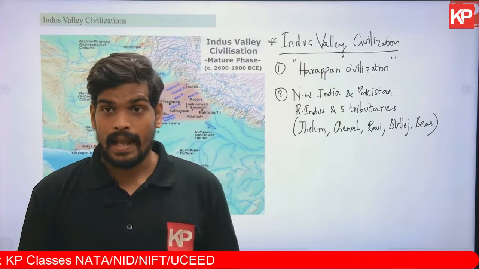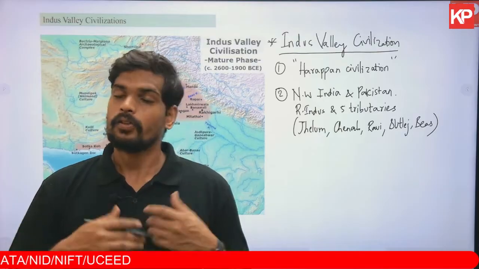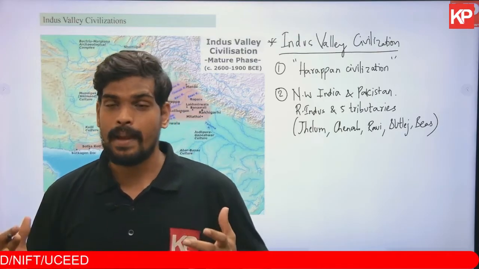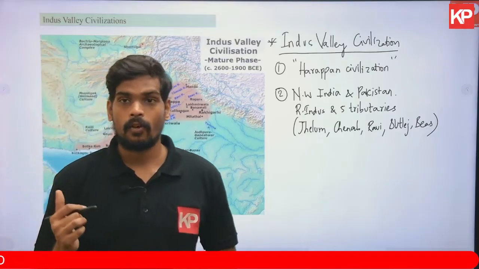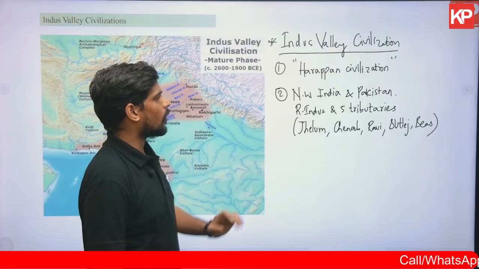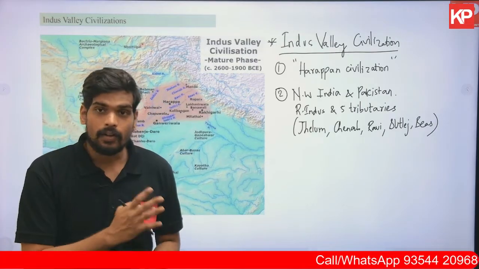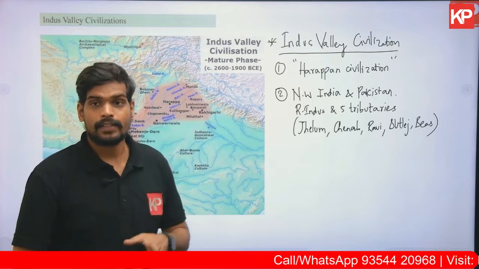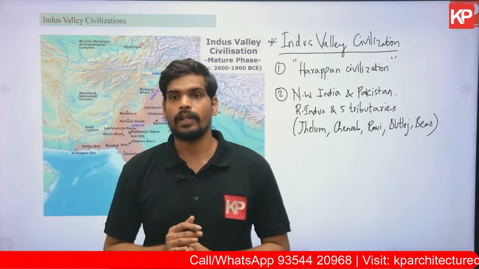So Bhakra Nangal Dam is one. Try to find out along which branch of river Indus it is located. Look into the other famous dams, old dams of India, and also have an idea of their geography. You can get such general knowledge based questions also in the examination of NATA. So that is about the northwest. That's about the geography: 5 tributaries of Indus and river Indus along these regions of India and Pakistan. You have the sites of ancient Indus Valley civilization. That is about point number 2.